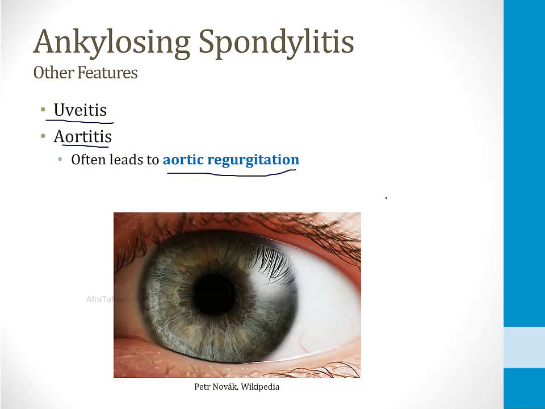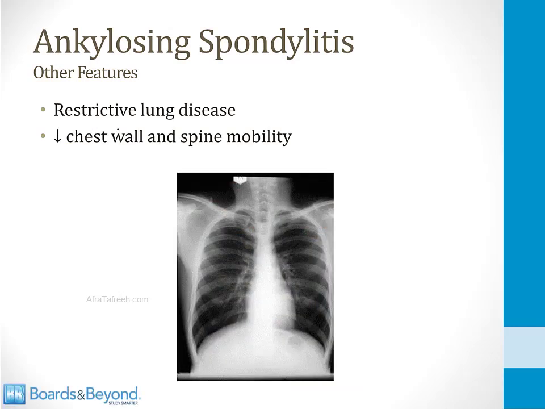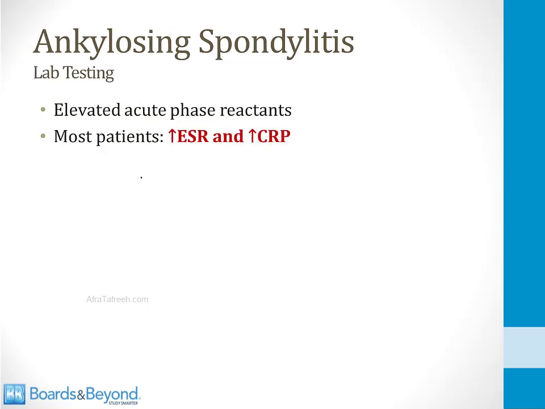aortic regurgitation. And then finally, you can also see sometimes in cases of ankylosing spondylitis restrictive lung disease, and the idea here is that the patient's chest wall and spine are poorly mobile because of fusion of those vertebrae like I showed you before, and that can lead to a restrictive pattern of lung disease. This is an inflammatory condition, so on blood testing you will see elevation of the acute phase reactants. Most patients have an increased ESR and an increased CRP level as well.